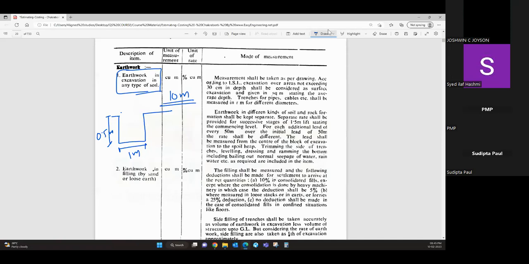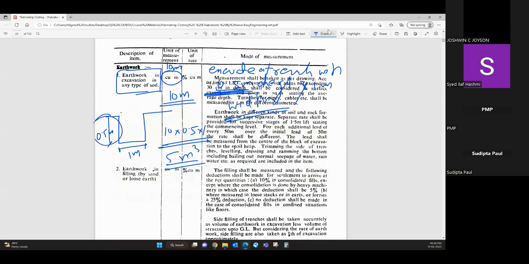So you can do this with two methods. The first one is you can go with 10 into 0.5 into 1, which is 5 meter cube. Good. There is one more method. If in the description it is written that excavate a trench with 0.5 meter height or depth and 1 meter width, in that scenario the unit of measure can also be 10 meter. So when you are keeping the depth and the width constant, at that time you can consider it to be 10 meters and you can get the rate of 1 meter of this kind of excavation.